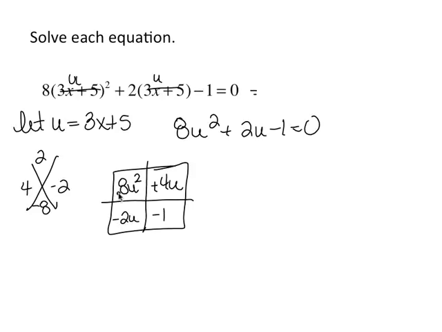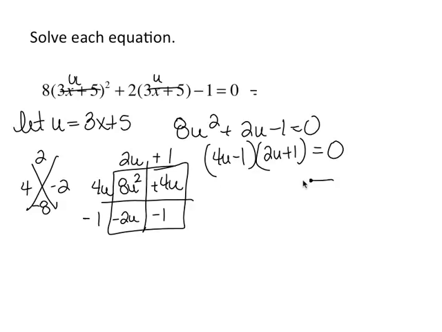And then we find the common factors for 8u squared and 4u. So that would be 4u. Here we get a 2u plus 1 and then a minus 1 here. So when we factor this equation, we end up with 4u minus 1 and 2u plus 1. So we set each of the factors equal to 0 and solve for the variable.